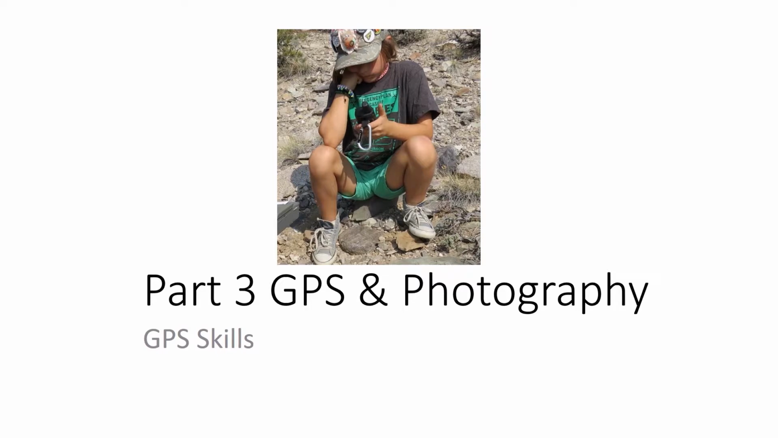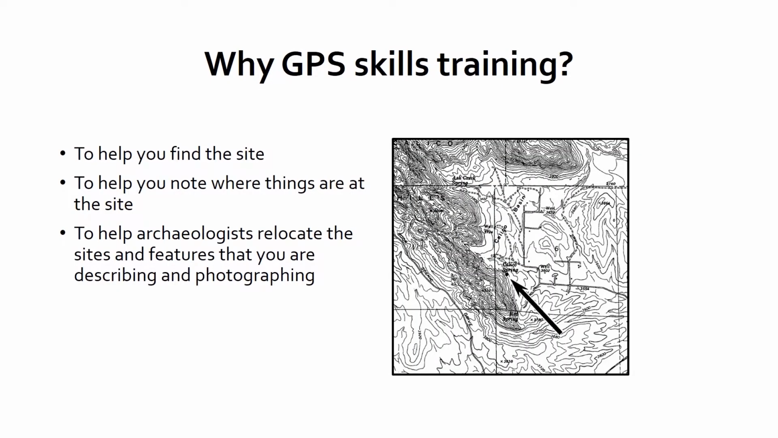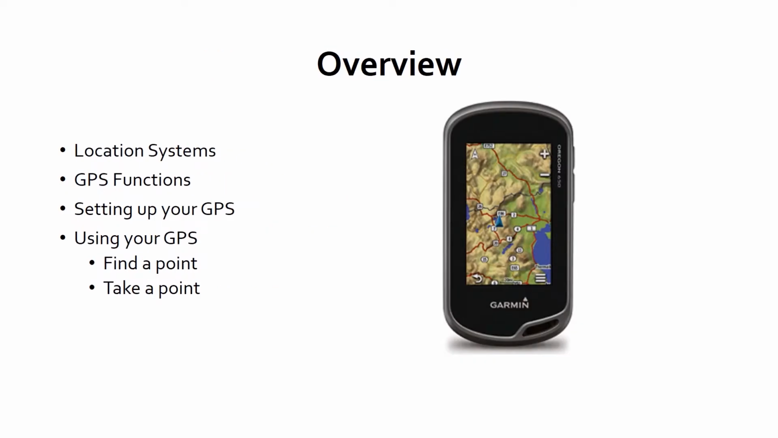So in order to have a good experience and to be accurate and able to relocate everything, it's really important that you use a GPS and take photographs. We use a GPS to help find the site, to note where things are at the site, and to help the archaeologists relocate the sites and features that you're describing and photographing. So we're going to talk about location systems, the functions of a GPS, how to set up your GPS, and then practice using your GPS to find a point and take a point.